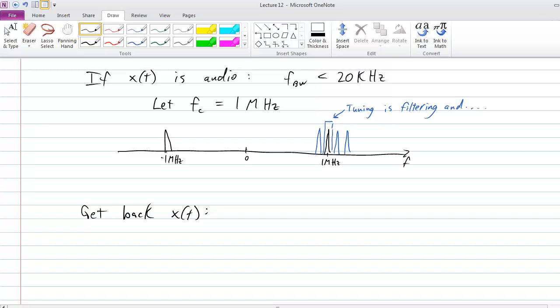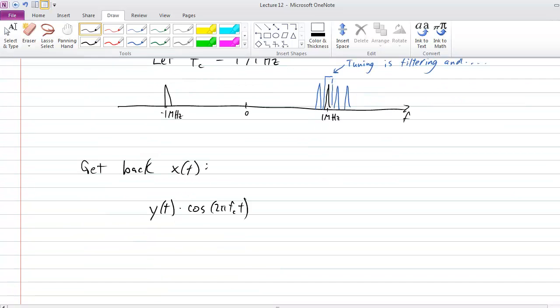Notice what happens if I take y of t times cosine of 2 pi f c t, the same carrier frequency. Okay. So, well, we could use trigonometry, but might as well avoid trigonometry at all costs and just look at the Fourier transform. So, what happens? Let's do the Fourier transform again. Okay, so that means that if we look at that Fourier transform, we say y of f convolved with, and it's the same thing again, 1/2, oh, I should put the half here.